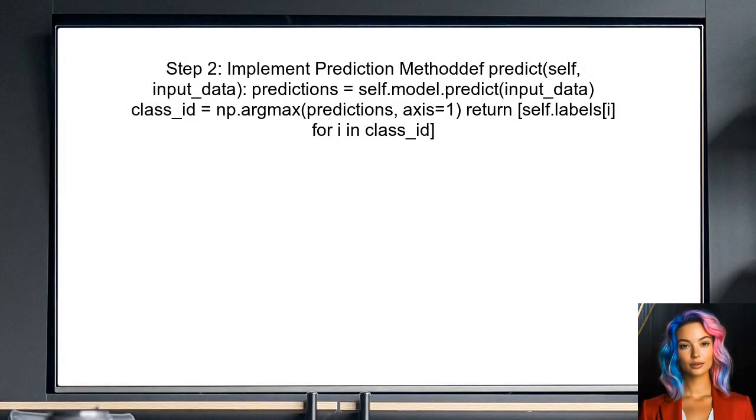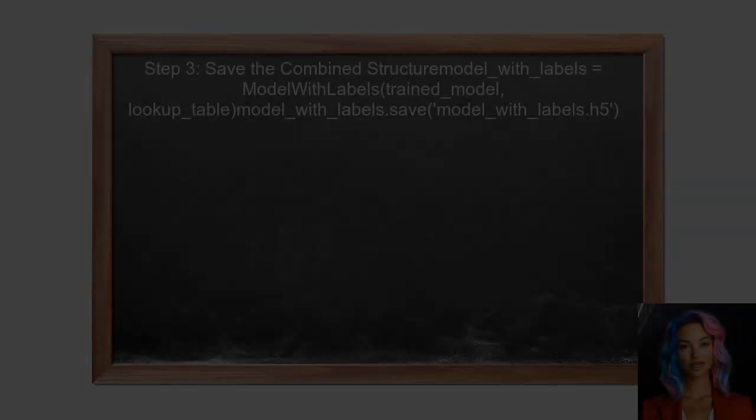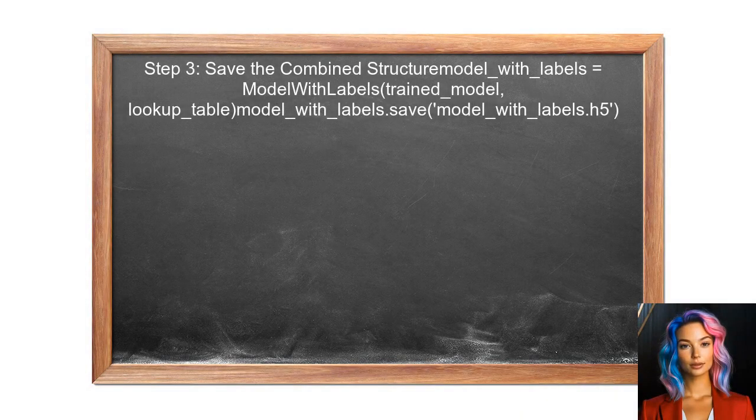Next, the user should implement a method within this class to predict the class label based on input data. This method will use the model to get predictions and then map those predictions to the actual labels. After defining the class and the prediction method, the user can then save this combined structure to a single file. They can use the Keras save method to store the model and the lookup table together.